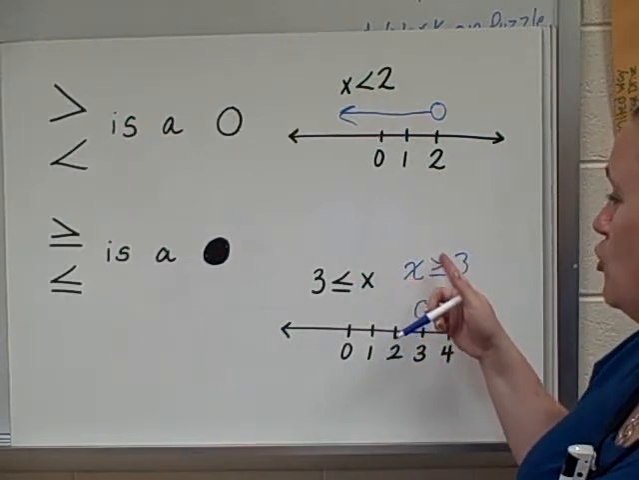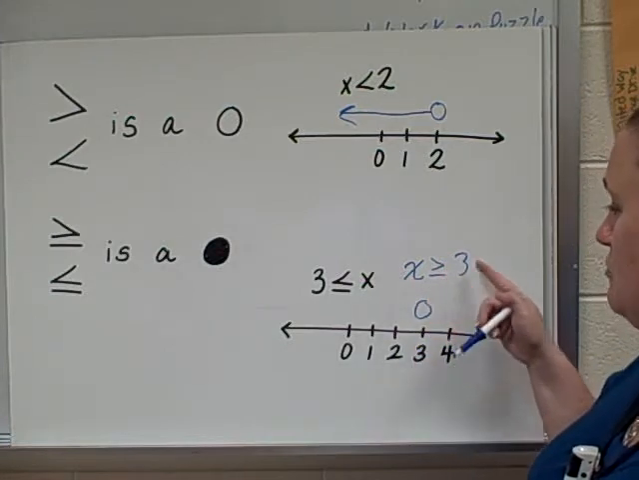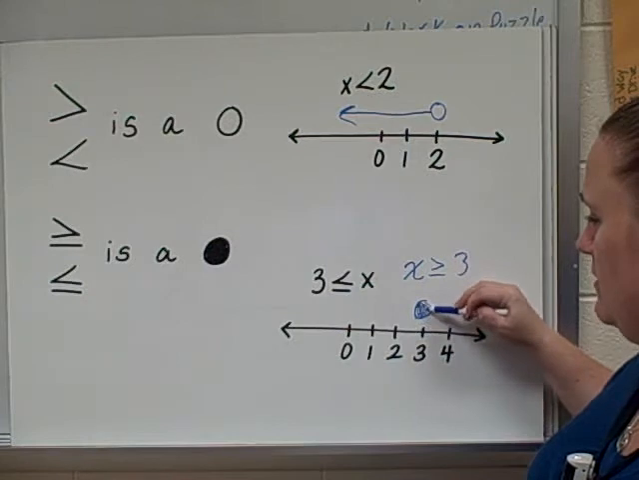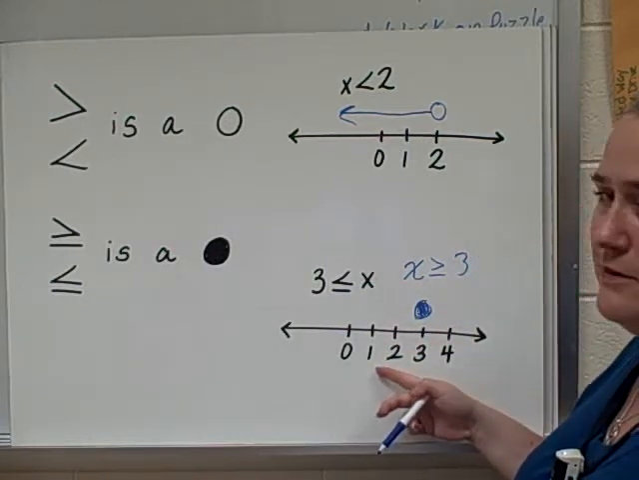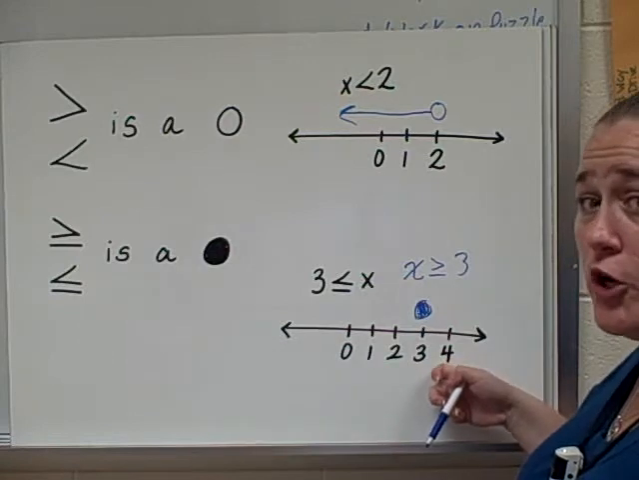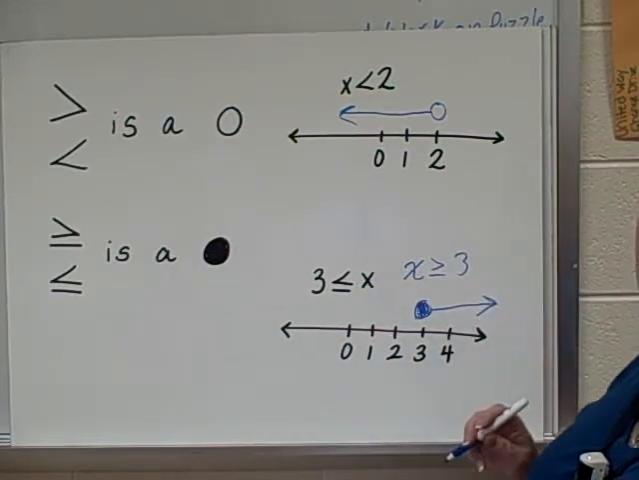What numbers are greater than or equal to 3? Well, 3 is equal to 3, so we color it in. Is 2 greater than 3? No. Is 4 greater than 3? Yes. So it's the numbers going this way.